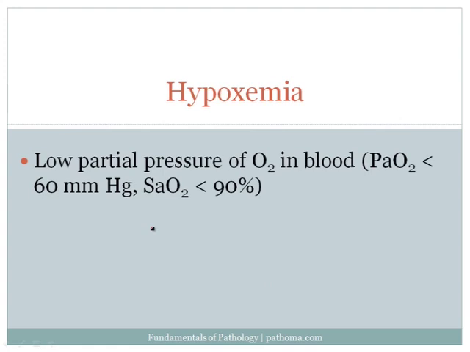The second cause of hypoxia is hypoxemia. Here, we've got that same hypo and then oxy, low oxygen, but emia means in the blood. So hypoxemia refers to a low partial pressure of oxygen within the blood. Very specifically, it would be defined as a PaO2 less than 60 millimeters of mercury, and that would translate usually to roughly an SaO2 of less than 90%.